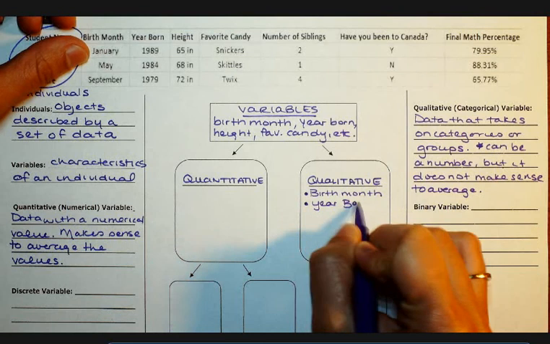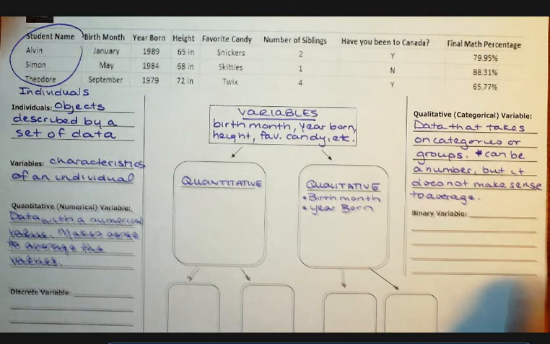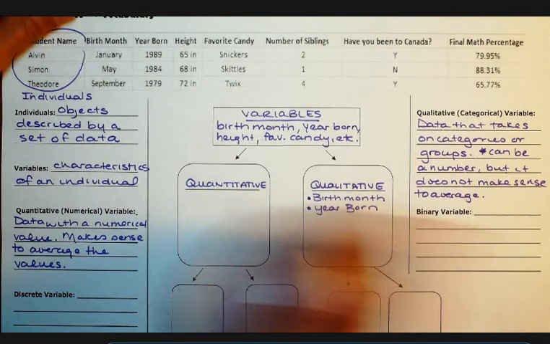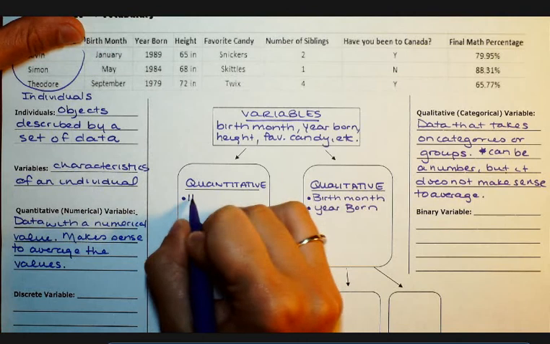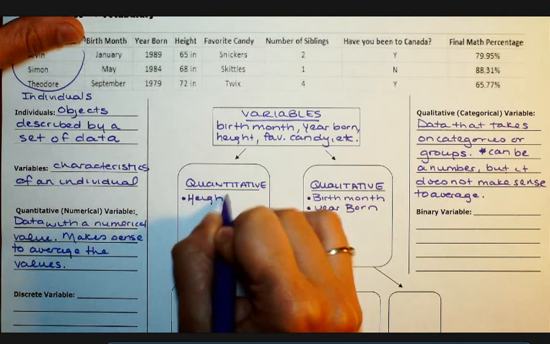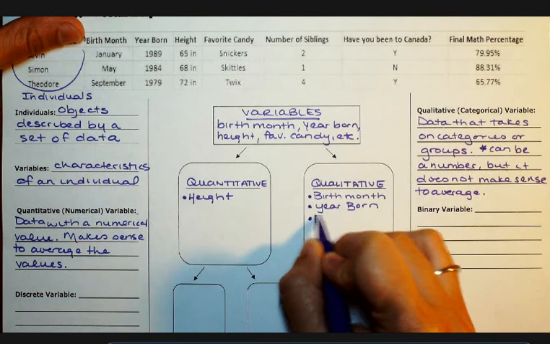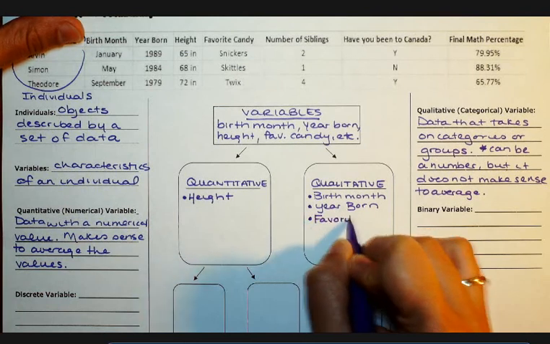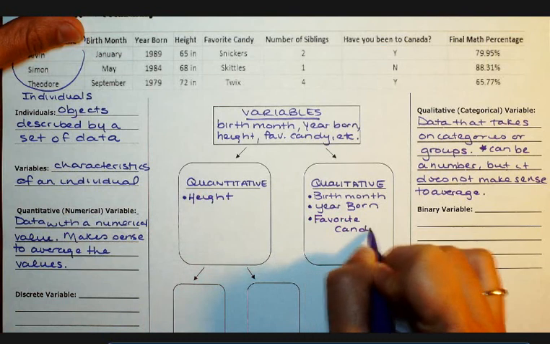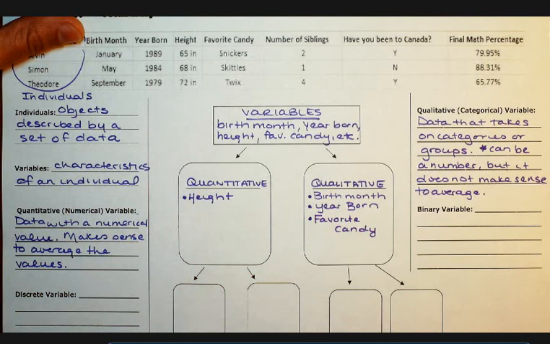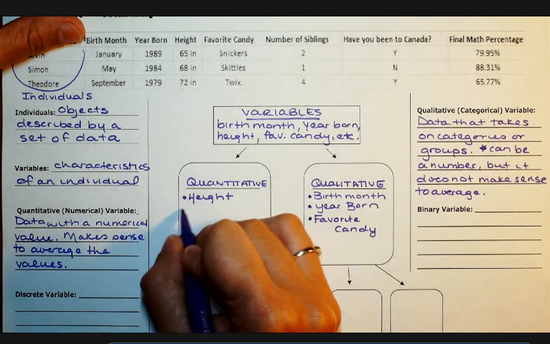All right, next we have height. It does make sense to average heights, so that would be considered a quantitative variable. Favorite candy, again, is a category. You're given a word or a group as the response. Next, we have number of siblings. Again, it does make sense to find the average number of siblings in your class, so we would say that that is numerical.